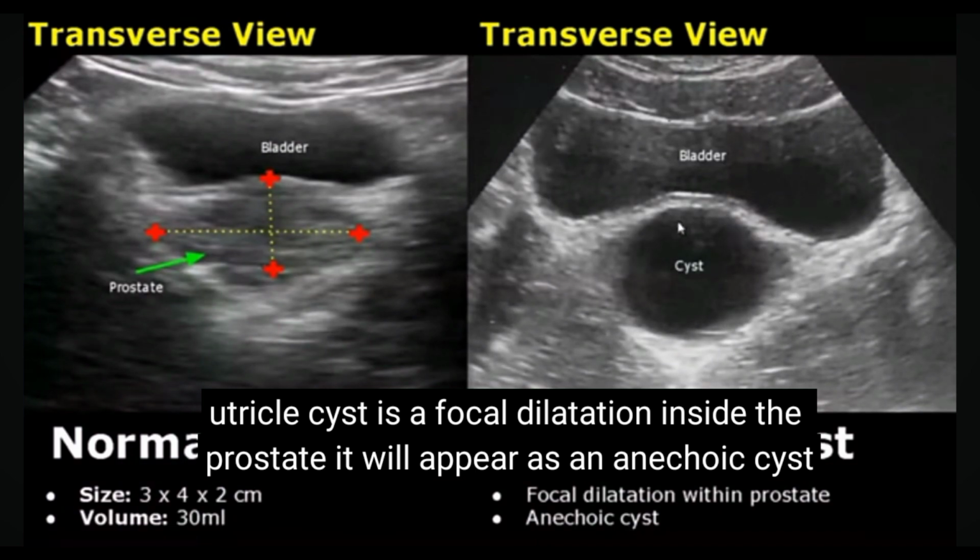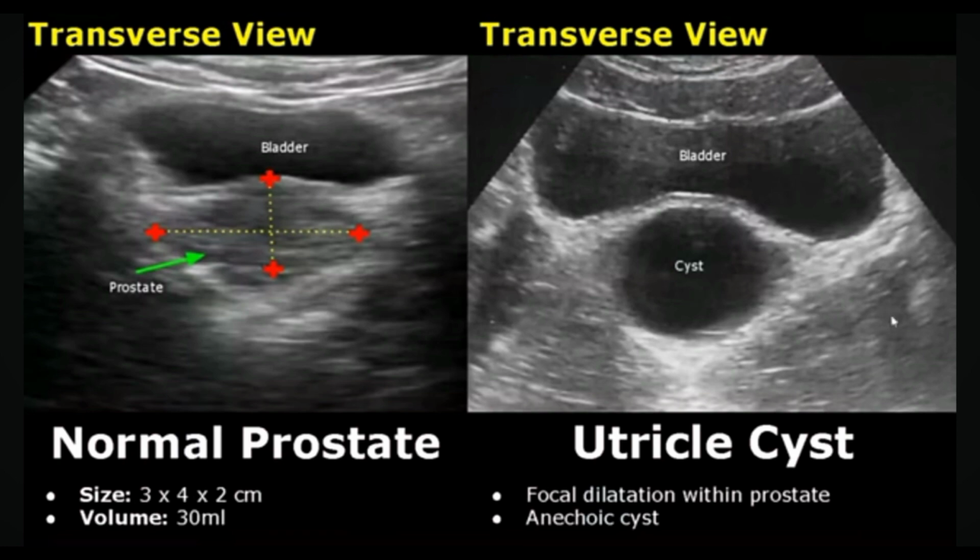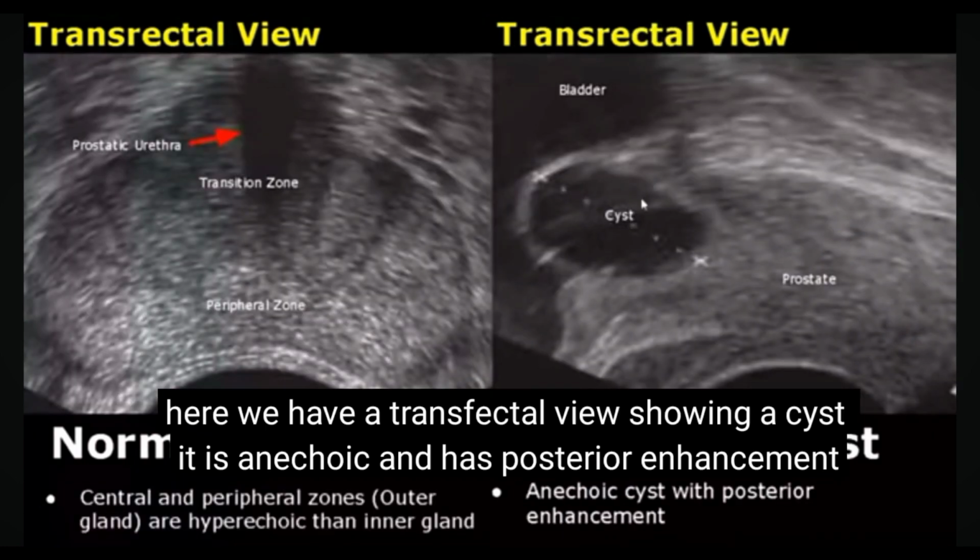Utricle cyst is a focal dilation inside the prostate. Here we have a transrectal view showing a cyst. It is anechoic and has posterior enhancement.